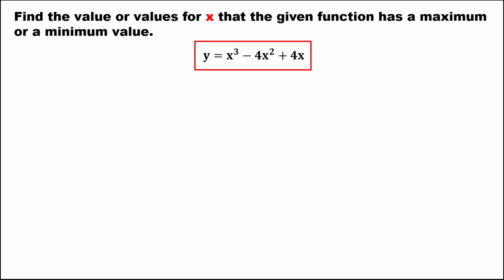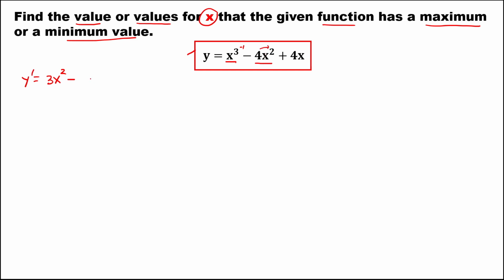So for this problem, to find the values for x at which this function has a maximum or a minimum value, first we need to find the first derivative. So y prime equals the derivative of x to the power 3, this is 3x to the power 2, so minus 1 for the exponent, then minus the derivative of 4x to the power 2.